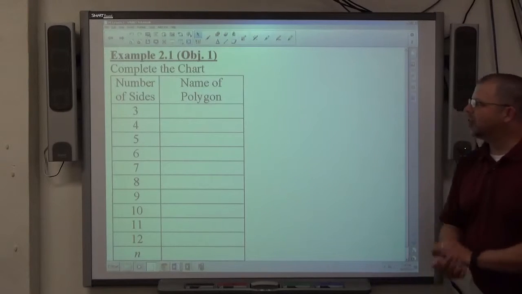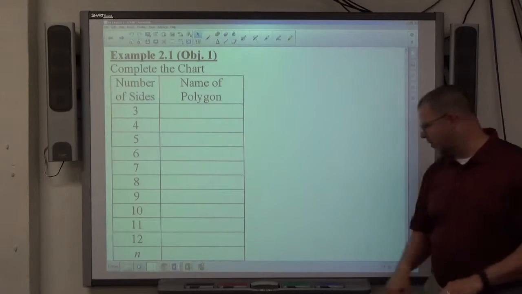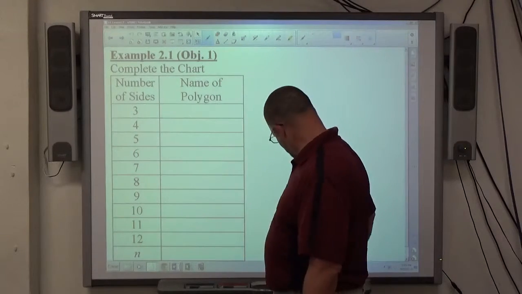All right, example one, we're supposed to complete the chart here with the number of sides and the name of the polygon. And again, you probably know most of these. There might be a couple you don't know, so I'll help you with ones you don't know. Let's start with Ryder. Give me three sides.